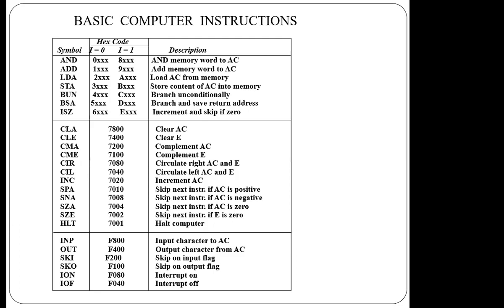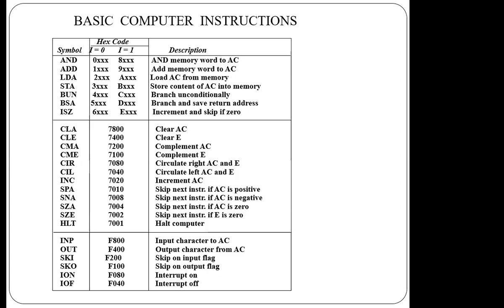So in case of register reference instructions, what is the value of opcode? The value of opcode is 7. The binary equivalent of 7 is 111, and the value of I is equal to 0. It means 7 throughout. So it will be 1 1 1 and it is 0.